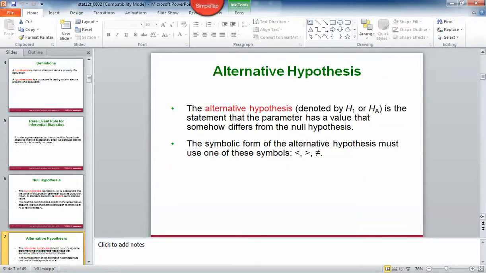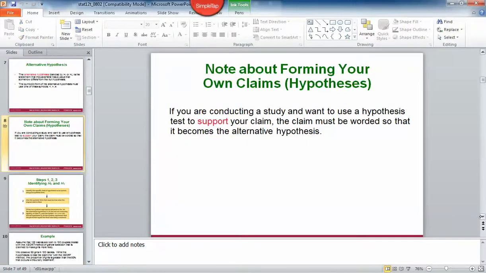Okay, and so whenever we are given a claim, we're going to have to somehow be able to take that claim and write down a null hypothesis and an alternate hypothesis. So if you're conducting a study and want to use a hypothesis test to support your claim, the claim must be worded so that it becomes the alternate hypothesis.